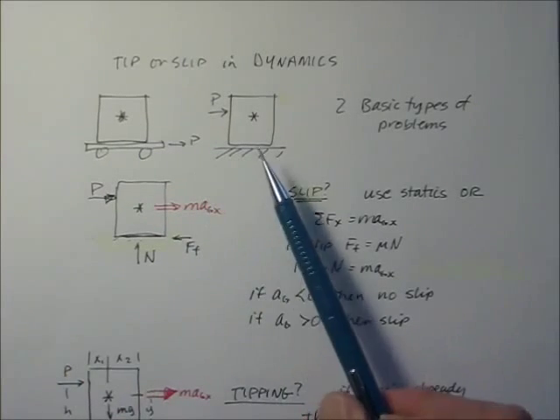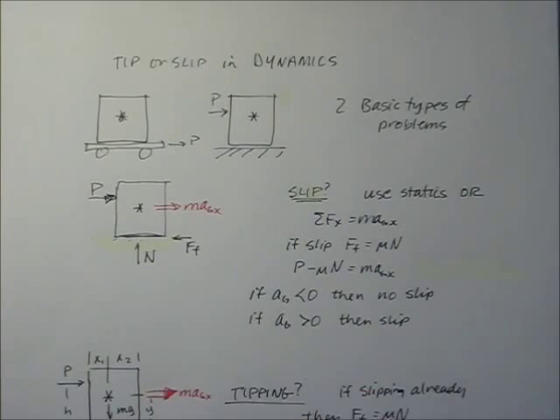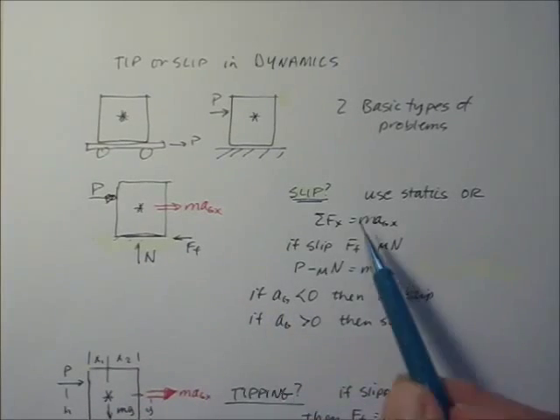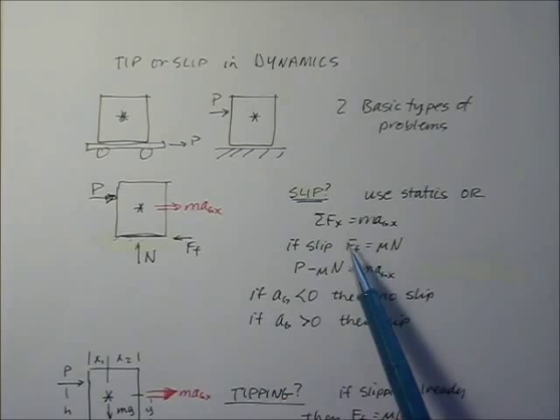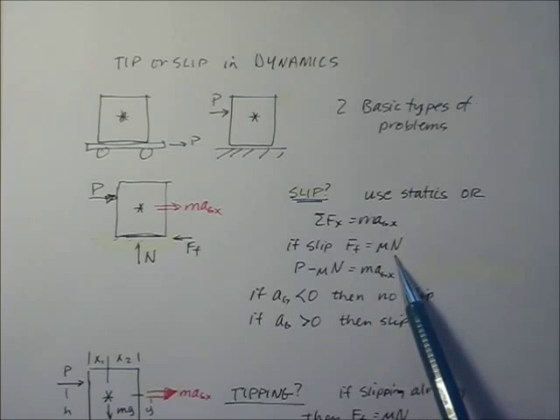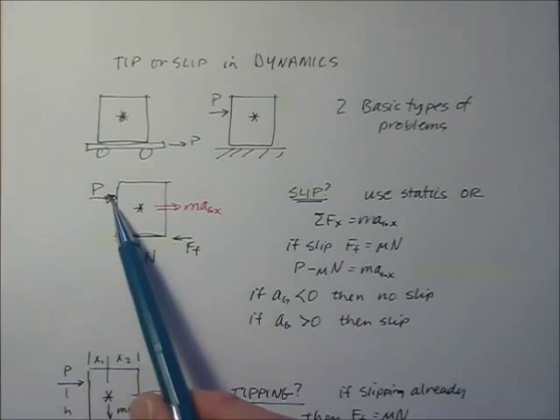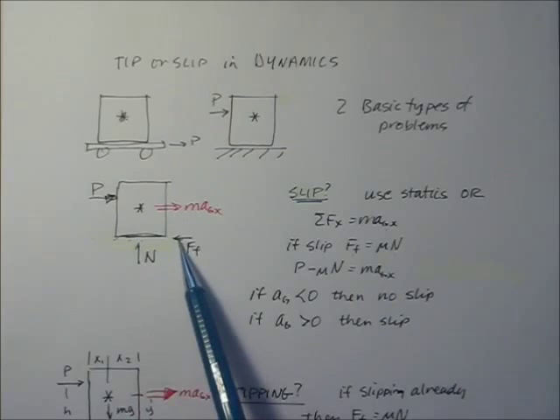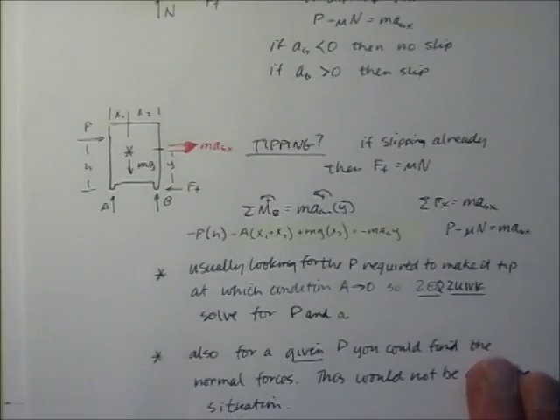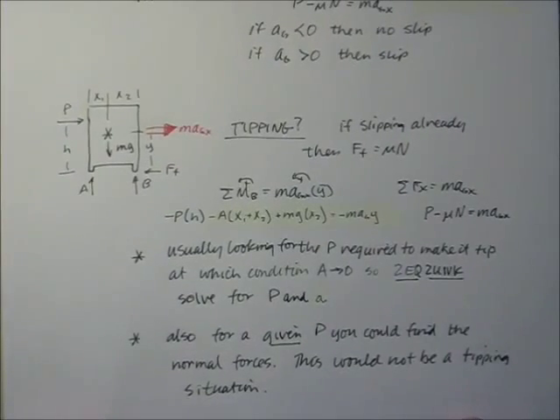Alright, first let's analyze this scenario with the pushing force in dynamics. To find out if it's slipping, we can either use statics or the dynamics equation. Sum of the forces in the x is mass times acceleration in the x. If it's slipping, force of friction is mu normal. So in the sum of the forces in the x, we have P minus force of friction, which is mu normal, equal to mass times acceleration in the x direction. We find that the slip condition is identified: if a_G is less than 0, then it's not slipping. If a_G is greater than 0, then it is slipping. The tipping condition is also relatively straightforward.